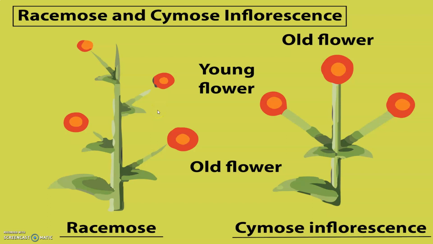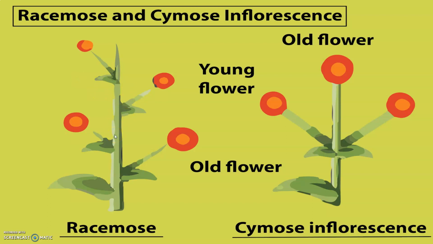So depending on whether the apex gets converted into a flower or it continues to grow, two major types of inflorescences are defined in your book. One is racemose and another is cymose. Now in the racemose type of inflorescence, as you can see in this figure, the main axis continues to grow and the flowers are borne laterally in an acropetal succession.